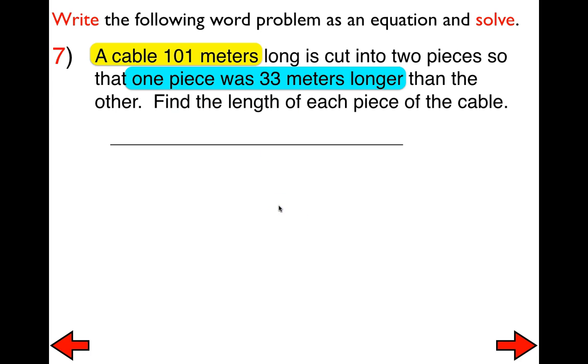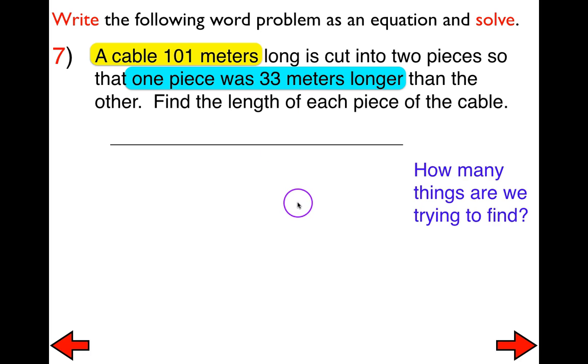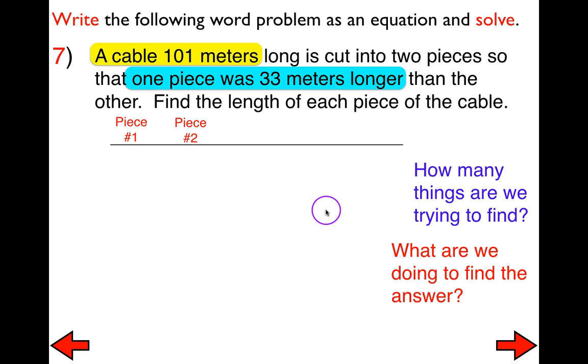So now it's a matter of, what am I looking for? How many things am I looking for? I'm looking for two pieces. Piece number 1 and piece number 2. Now the next thing is, what am I going to do to find the answer? Well, first of all, these two pieces will still add up to the original length. So what I'm going to do with these two pieces is add them so that it can equal 101.